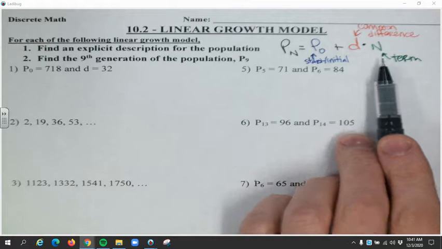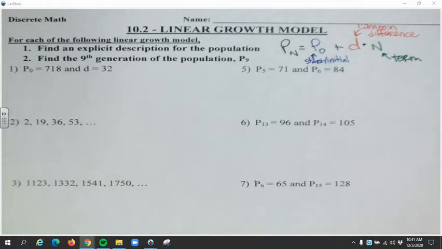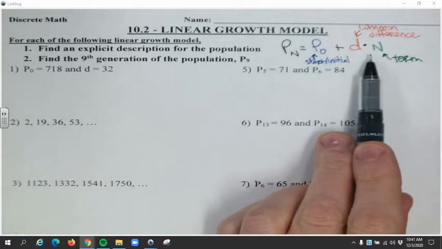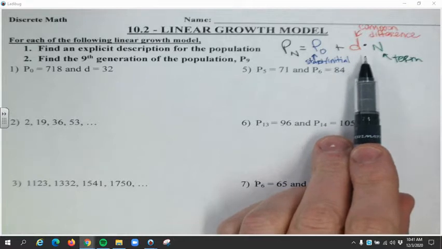I'm going to work out a couple of these problems that were on your paper. Let's do a couple together. I'm going to do maybe the easiest one, the hardest one, and then a couple in between to try to get you started. Let's start with number one, probably the easiest one on the page. So notice the directions for this are all the same. For number one, you're trying to find an explicit description. That means you write it in this form for the population. And then number two, find the 9th generation of the population.